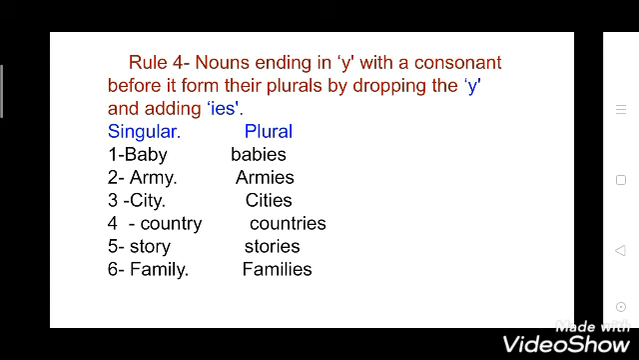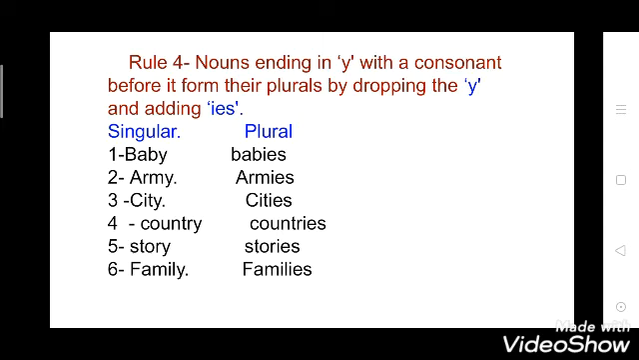Nouns ending in y with a consonant before it form their plural by dropping the y and adding ies. It means if a noun is ending with y with a consonant before it, so how many consonants do you have in English? There are a total of 21 consonants. See the first example so that it is clear. See baby, here the last letter is y, so you have to drop it, means you have to cut this letter, then you have to add ies, so that it becomes babies.